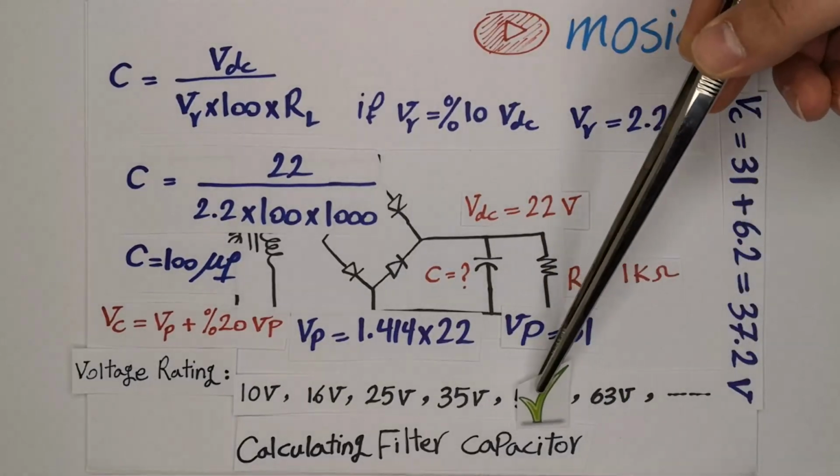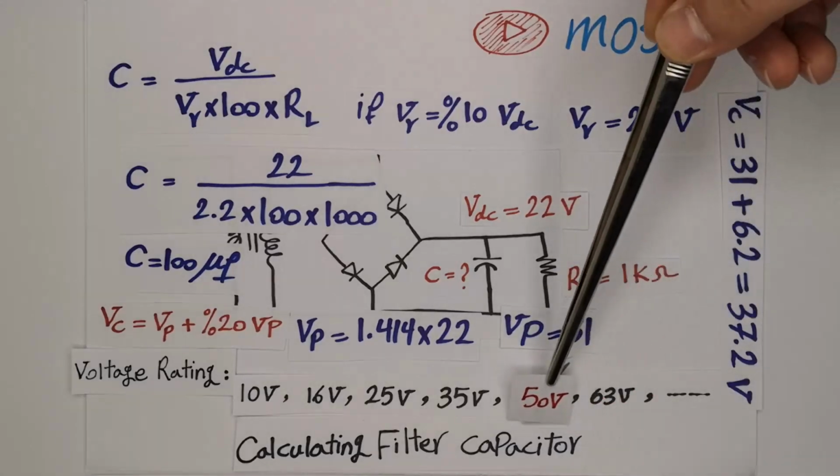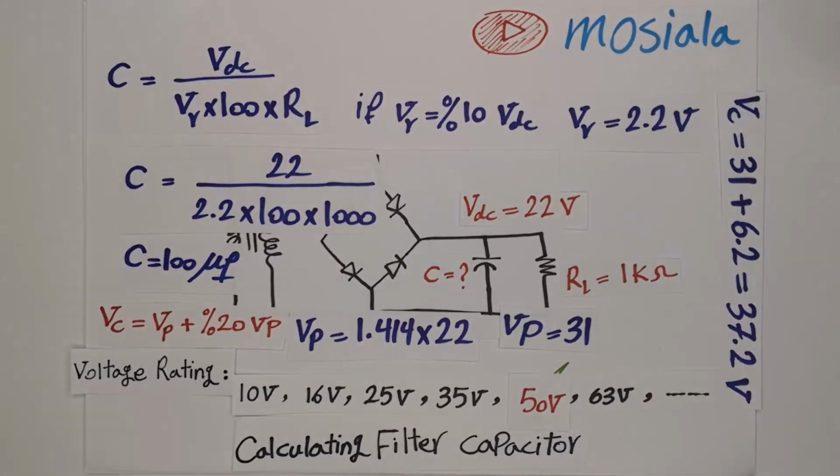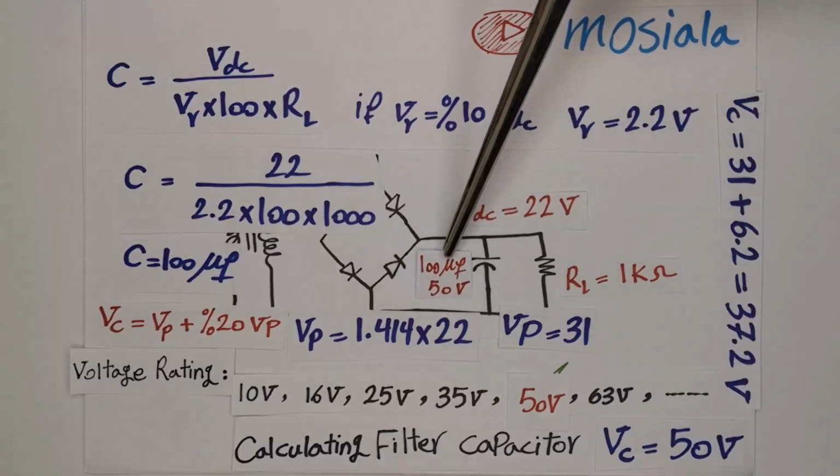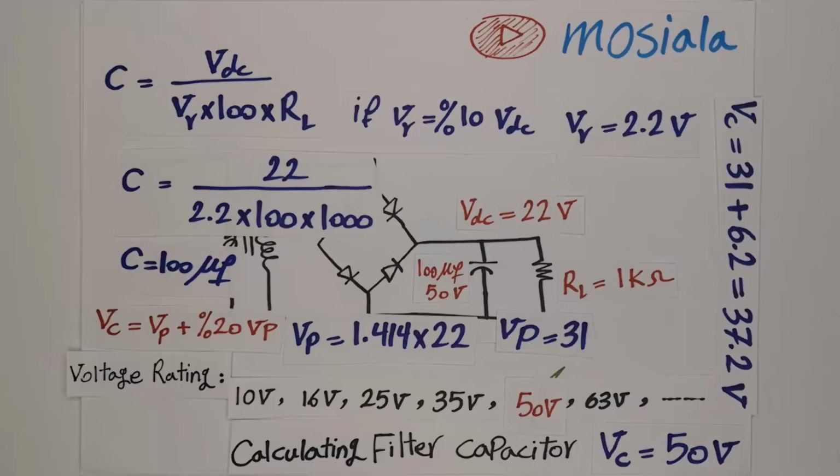Larger capacitance reduces ripple more effectively because it stores more energy between peaks. However, it also causes a higher inrush current when the circuit is first powered on, which can stress diodes and the transformer.